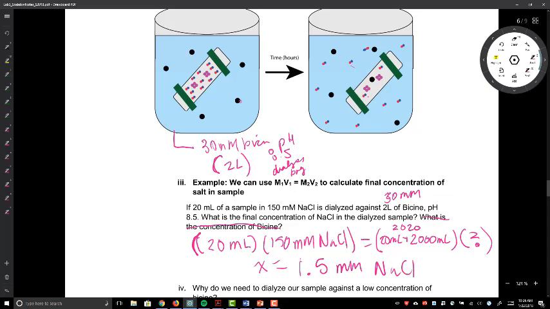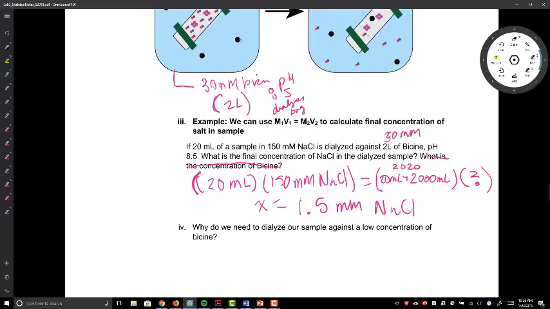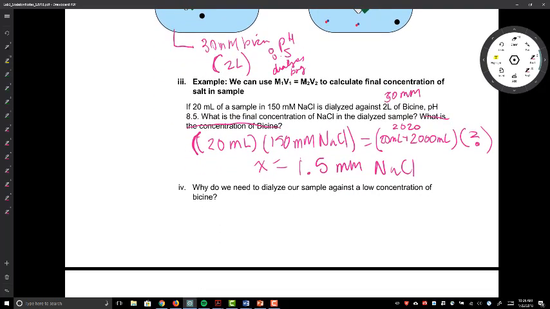So you can see that by taking our sample and putting it into 2 liters of bicene buffer that has no salt, we've diluted our sample 100-fold. And that's a lot better. And then you may be begging the next question, which is, why do we go through all the trouble of dialysis? Why don't we just take our ammonium sulfate sample or our resuspended bicene that has some salt in it and not worry about it?